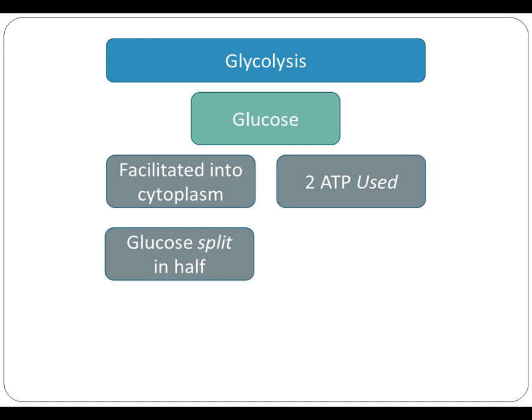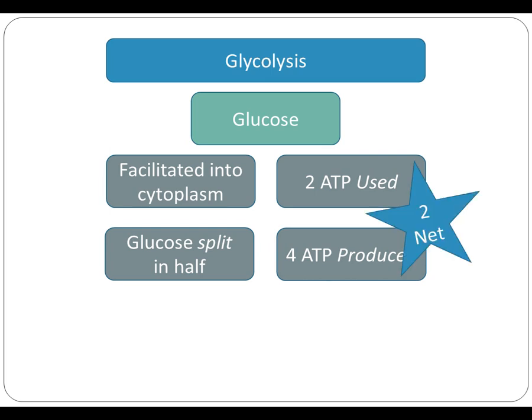Okay, thank you. So glucose is split in half. We'll give the name in just a minute. And along the pathway, 4 ATP molecules are produced. So I used 2. I made 4. What's the balance? 2. Okay. So there's a net production of 2 molecules of ATP following glycolysis.